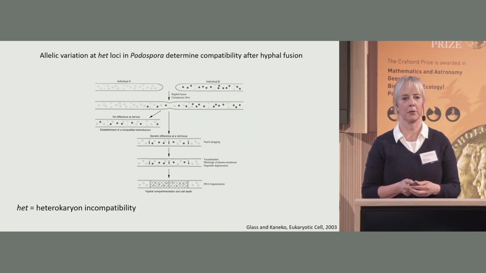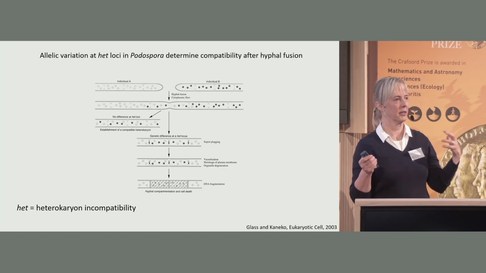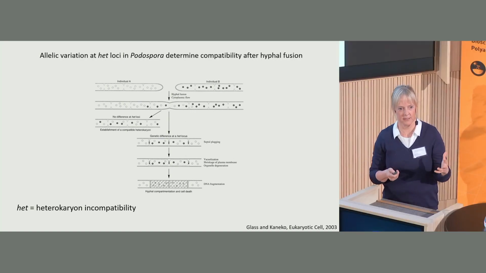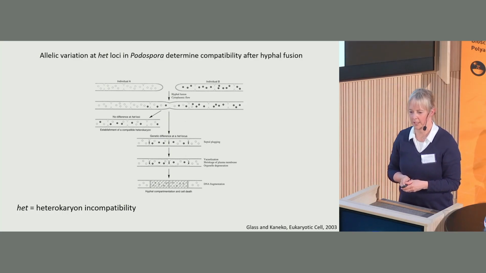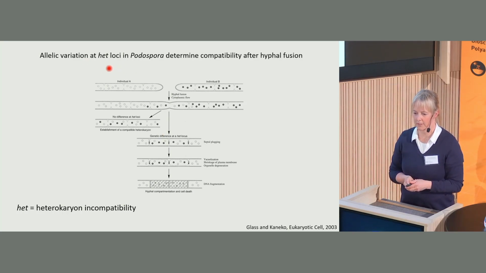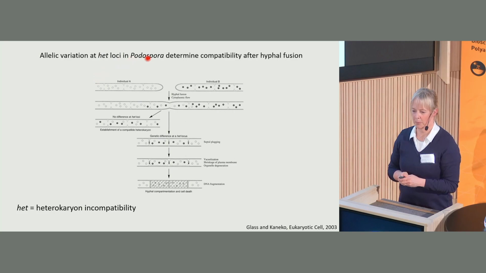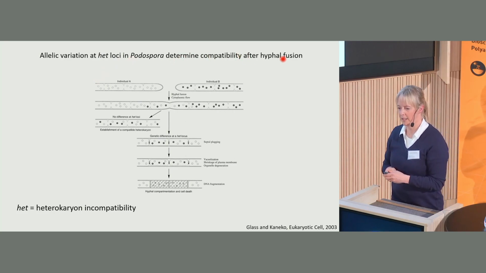In Podospora, there are those, as I have already mentioned, allelic genes governing non-self recognition. These are usually referred to as het loci or het genes, and het stands for heterokaryon incompatibility. You have allelic variation at those het loci in Podospora that determines incompatibility after hyphal fusion.